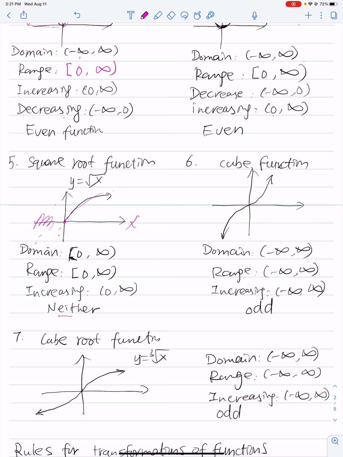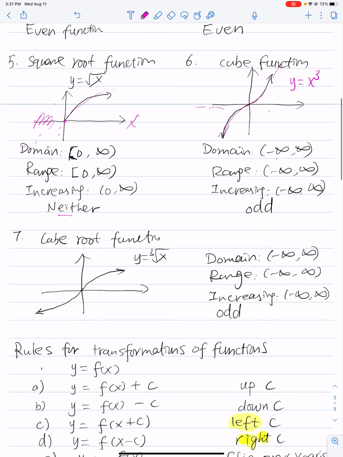So the cube function, y equals x cubed, and you look at the picture, the domain is your x, meaning left. How much it goes to the left, how much it goes to the right. Negative infinity to infinity, and the range is negative infinity to infinity. It always goes up from left to right, so it's an odd function. And similarly for the cube root function, these two are very similar. It has the same thing.